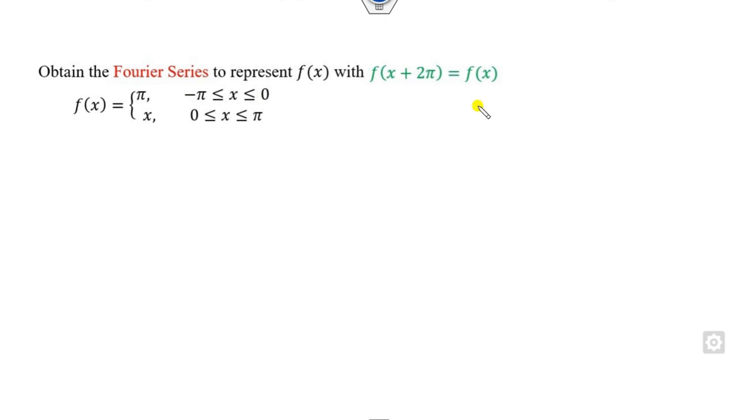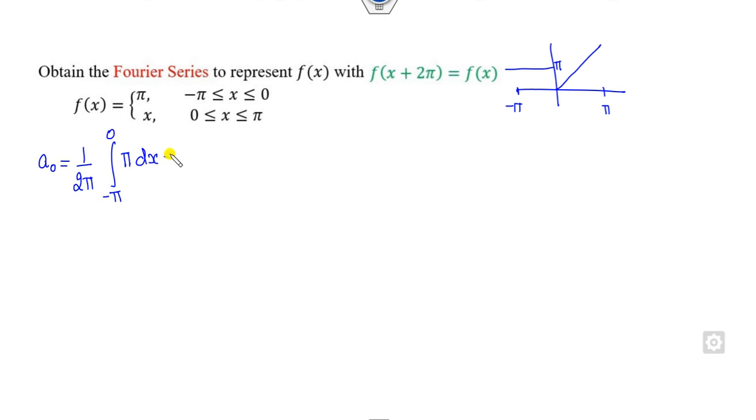Okay, look at this one. So if you draw the graph, check whether it's even or odd. So from minus pi to 0 it is pi, and from 0 to pi it is x. So clearly this is neither even nor odd. So I can find the a0, 1 over pi. I can break the limits from minus pi to 0 of f(x) plus 0 to pi of x dx. So what are the limits of this?